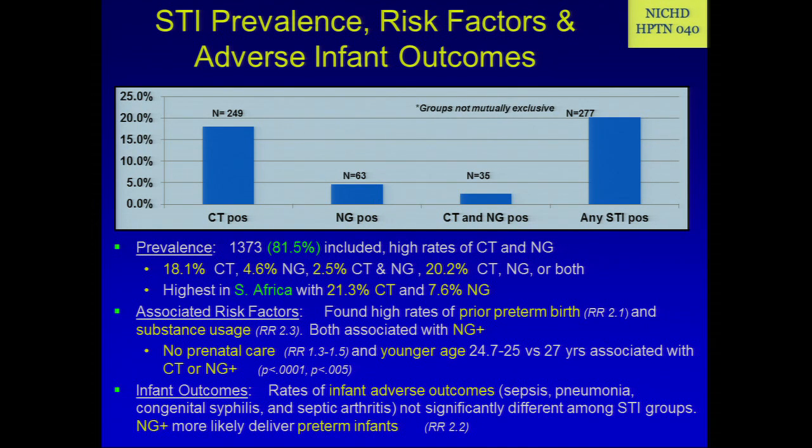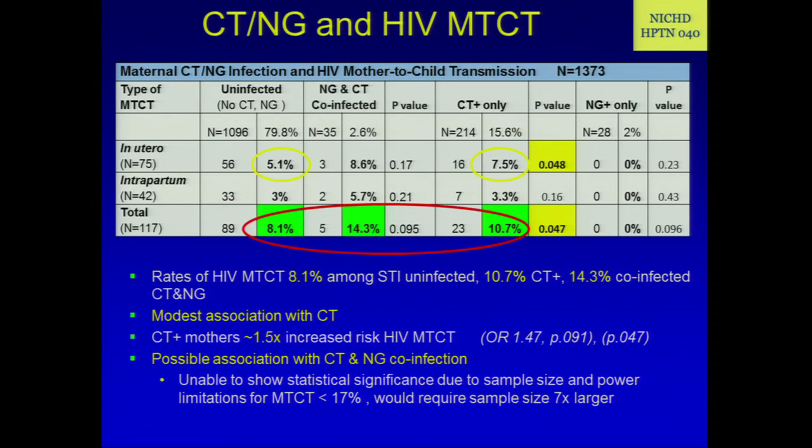And lastly, we looked at infant outcomes with regards to these STIs, and there were really not any significant differences in the rates of sepsis, septic arthritis, congenital syphilis, and pneumonia among these different STI groups. However, we did find that mothers that were positive for gonorrhea at the time of labor and delivery were more likely to deliver preterm infants.